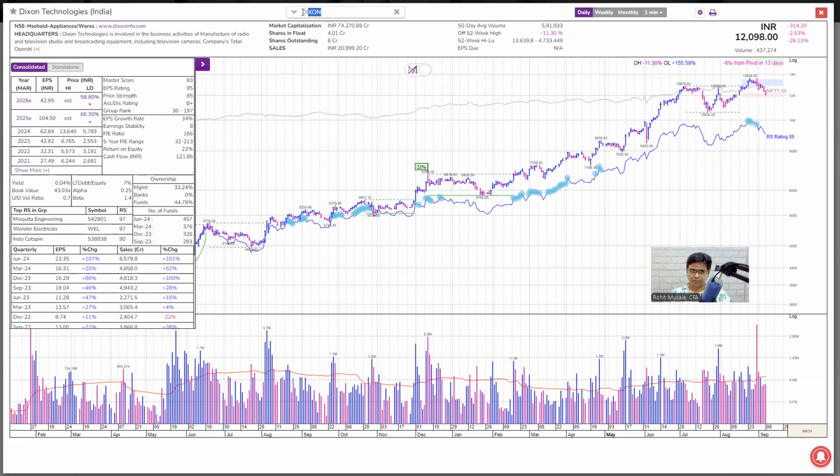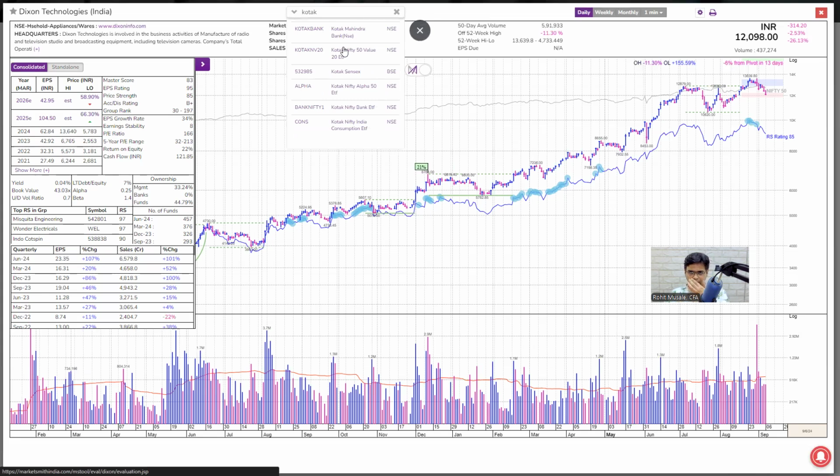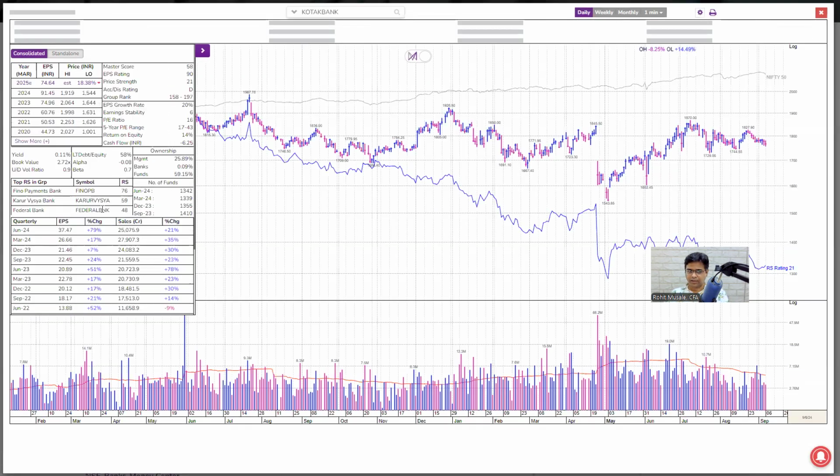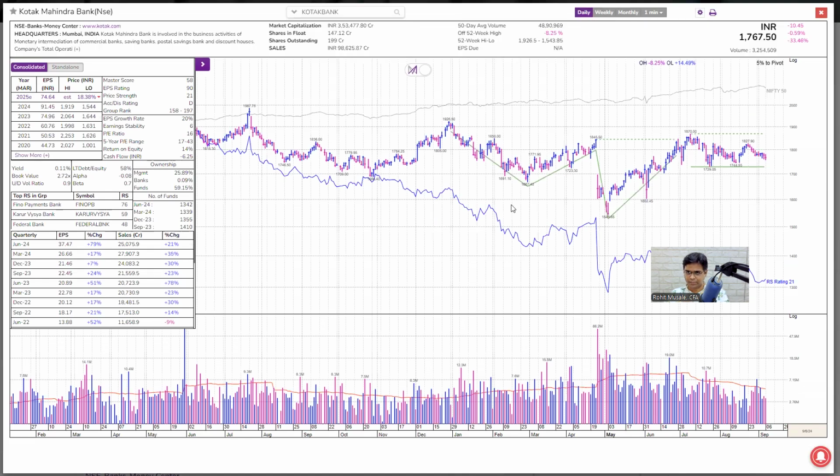For every stock, you put any stock here, you will get the chart and you will get these values here. So you need to understand how to read the chart. You also need to understand how to read these numbers. Very, very important.